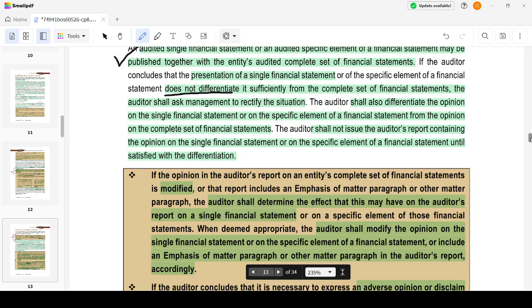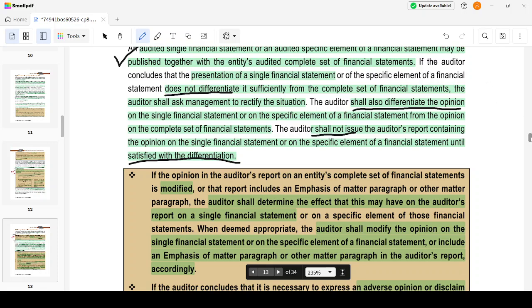Okay, and say I'm doing a statement of cash flow audit, and the statement of cash flow which I'm going to audit and the statement of cash flow which has been prepared as a part of the complete set of financial statements, both are the same. Then I can just refer to that presentation and give a separate opinion on that cash flow. Okay, the auditor shall also differentiate the opinion on the single financial statement. The auditor shall not issue the auditor's report containing the opinion until satisfied with such differentiation. Okay, because it should give us the heading independent auditor's report on the statement of cash flows, and then it will be like independent auditor's report on the financial statements, like that.